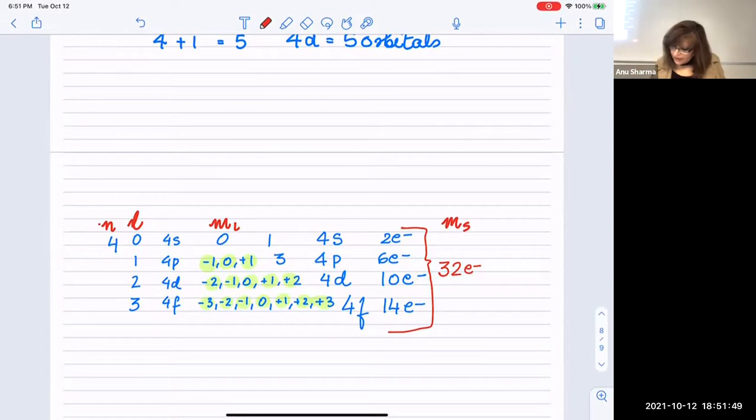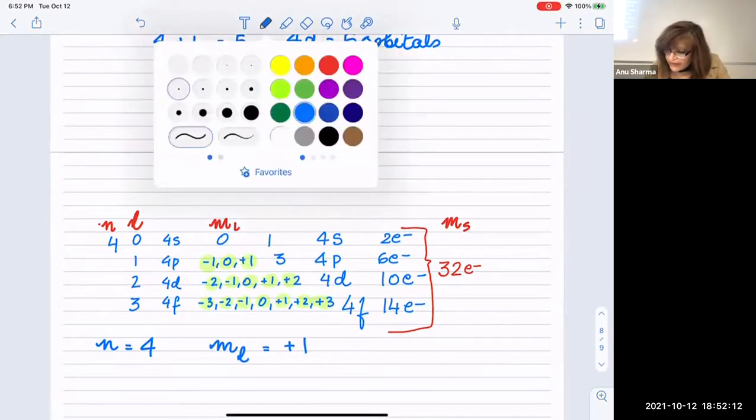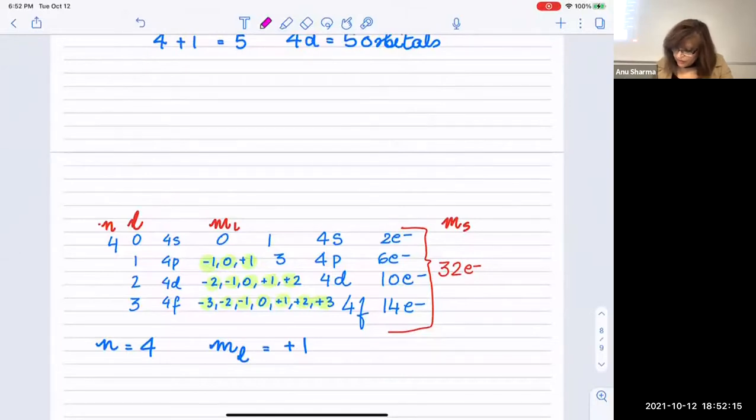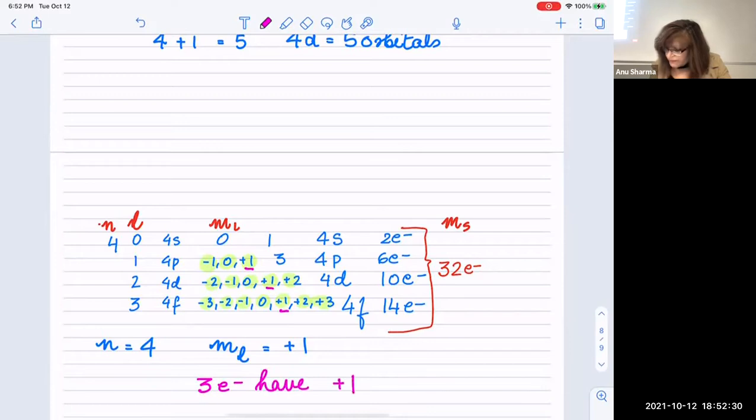Okay, so if the question asks, for n equal to 4, find the quantum numbers that have ml equal to +1, or the angular momentum equal to +1, find how many electrons have that. After writing all this, you look at n equal to 4, you have all these, and you see this one is +1, that's 1 electron, a second electron, and a third electron. So 3 electrons have +1.